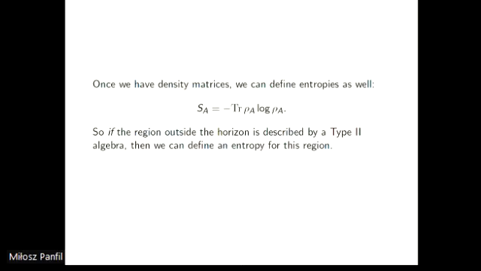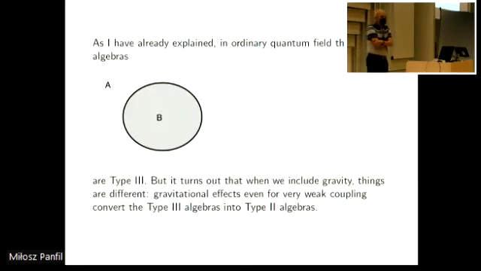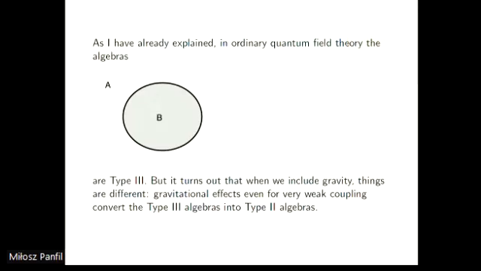Once we have density matrices, we can define entropies as well. So if the region outside the horizon is described by a type 2 algebra, then we can define an entropy for this region. Well, as I've already explained, in ordinary quantum field theory, the algebras are type 3. But it turns out that when we include gravity, things are different. Gravitational effects, even for very weak coupling, convert the type 3 algebras into type 2 algebras.